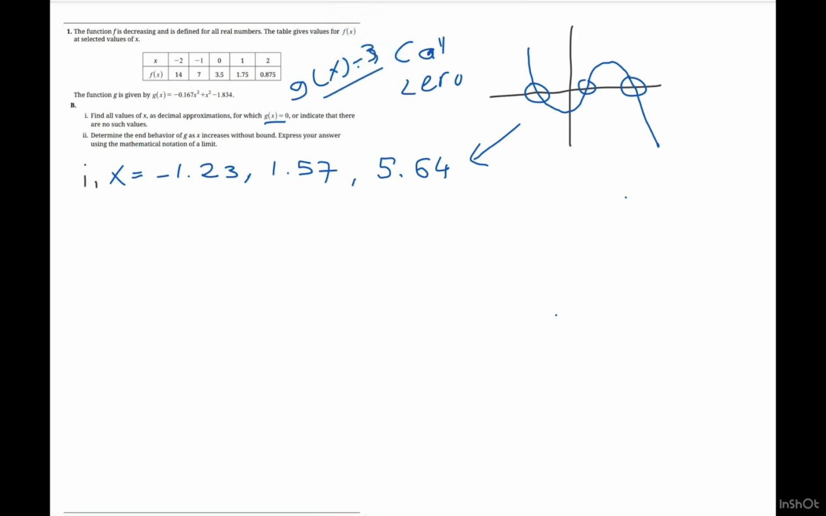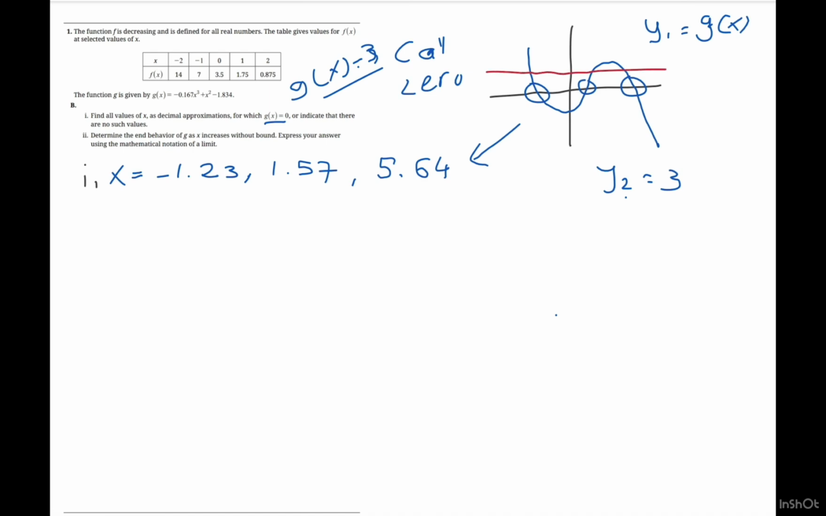How would you approach this? Well, it's quite simple. Just take the y1, which is the first graph, as g of x, and take a second graph, y2, as 3. And you'll have a line right here. You'll have a horizontal line right here at y equal to 3.